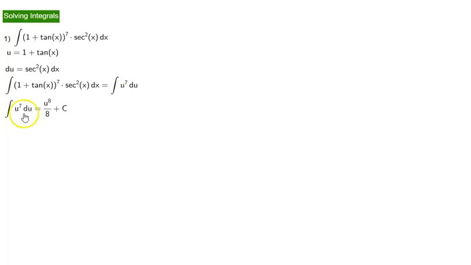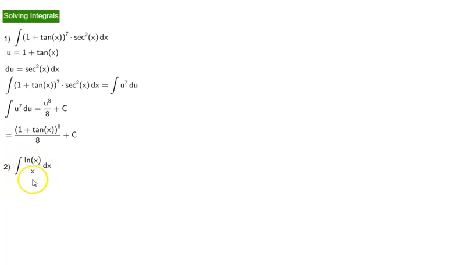And we know that the integral of u to the power of 7 du is equal to u to the power of 8 by 8 plus c. So let's bring back x. So which is equal to (1 plus tan of x) to the power of 8 divided by 8 plus c. Okay, let's look at the next one.